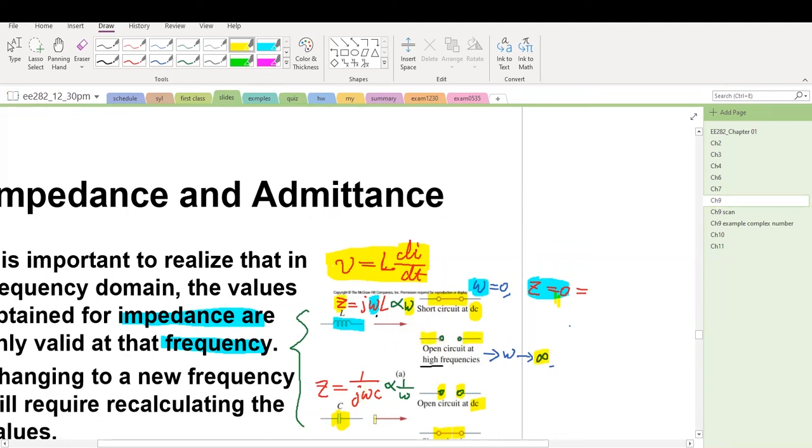For the capacitor, at the DC is open circuit. At high frequency, that's short circuit. From chapter 6, we know that for DC, the capacitor is considered as open circuit. And for inductor, in DC circuit it is short circuit.